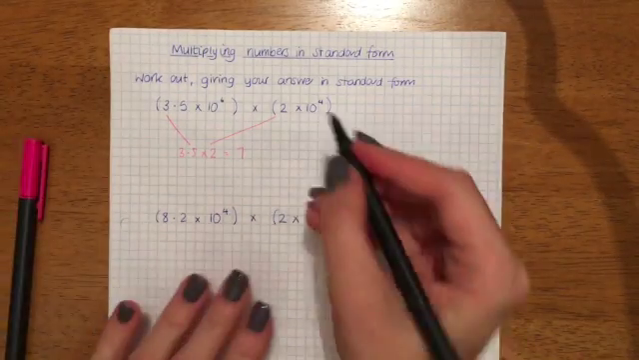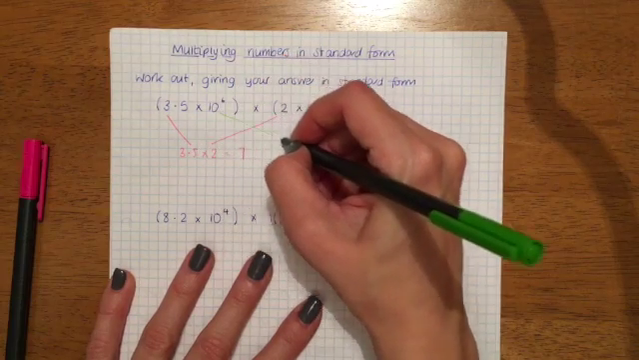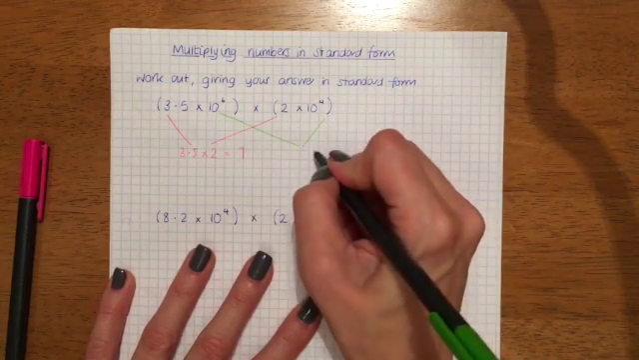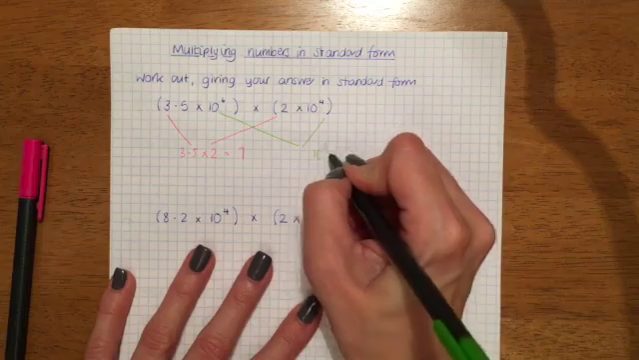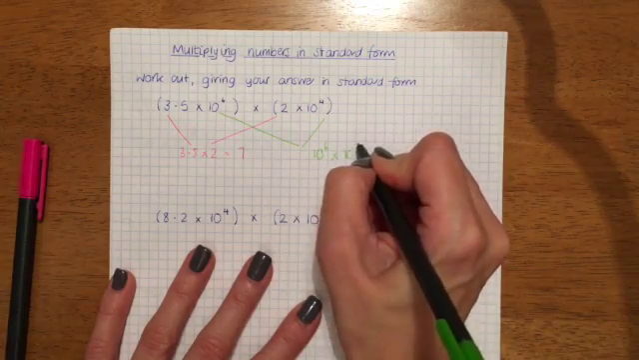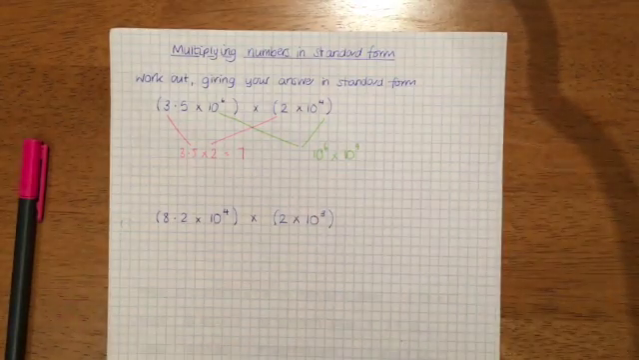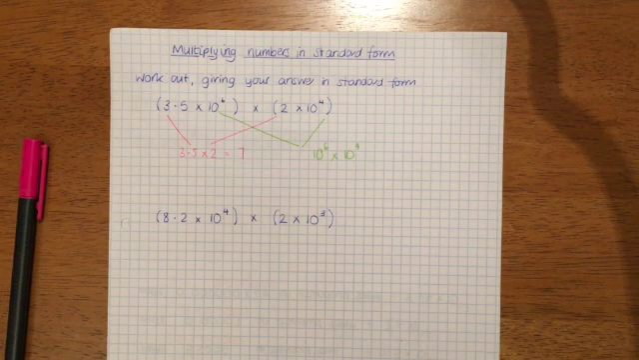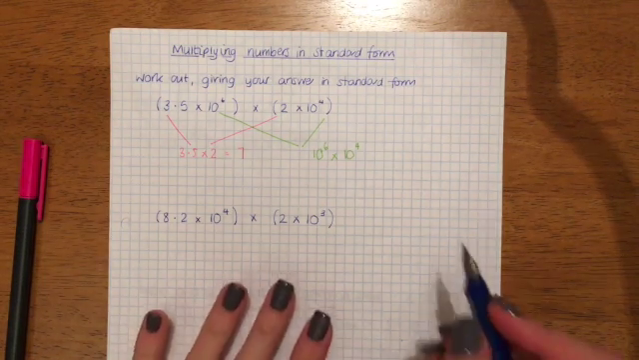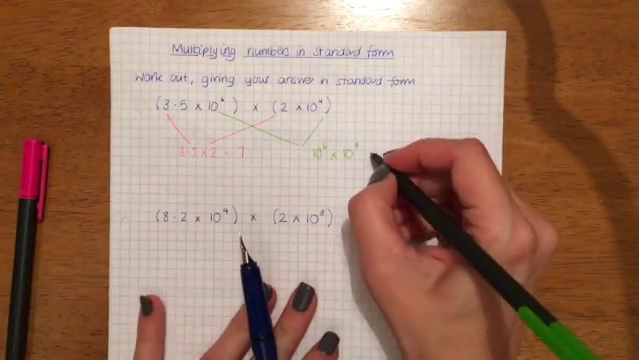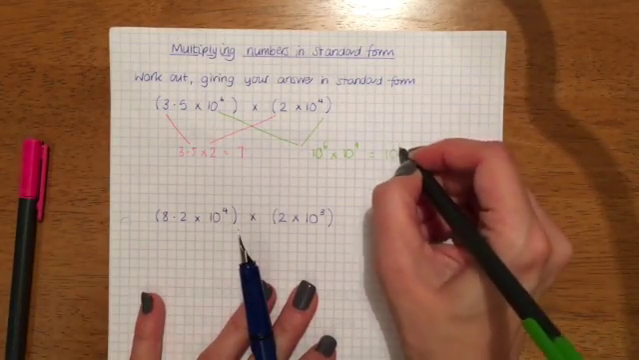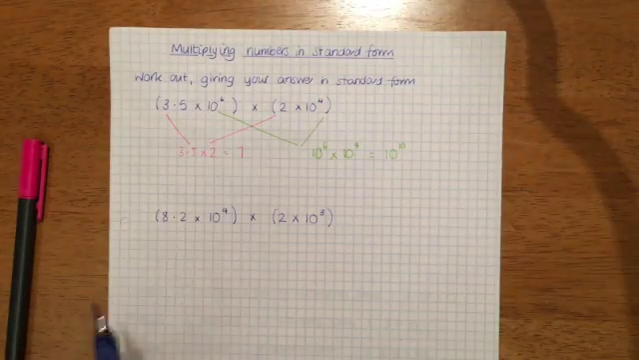And then let's look at the powers of 10. What we have here is 10 to the power of 6 times 10 to the power of 4. If you've watched my video on multiplying indices, the rule is that when you're multiplying, you can use the trick of adding the powers. If you want to know why that is, you need to go back and watch one of my other videos. So it makes 10 to the power of 10.